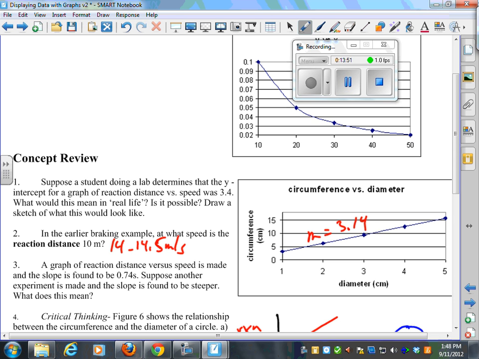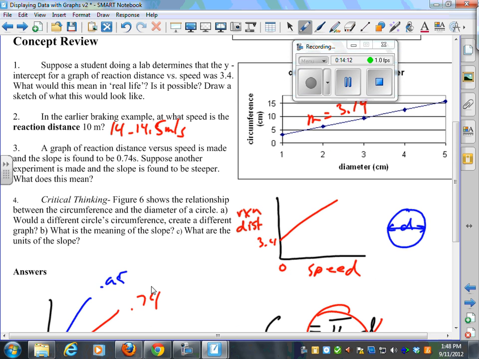What would be the units? Centimeters divided by centimeters, which is? Nothing. No units. Centimeters divided by centimeters cancel. Does pi have units? Like, is it 3.14 centimeters? No, it's just 3.14. It's just a number. Okay, just a number. So the units of the slope would be nothing.